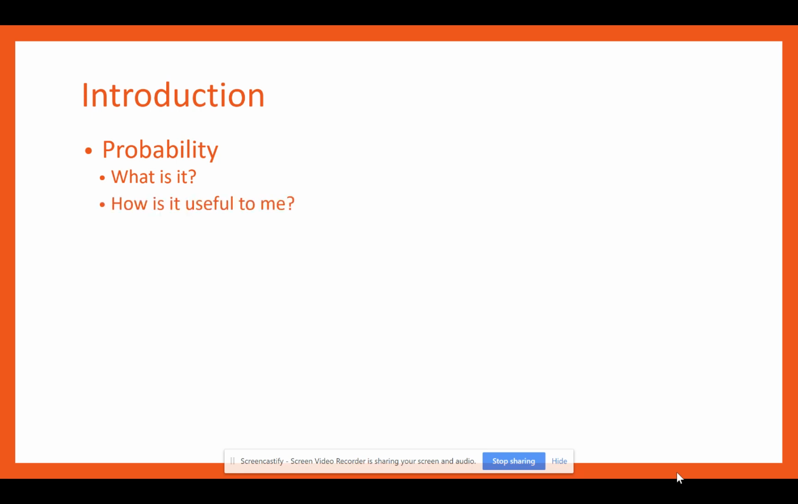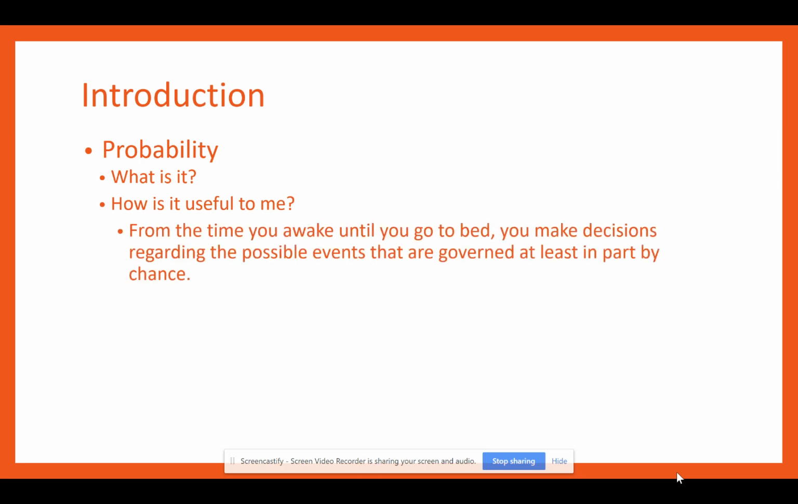But let's think for a minute, how is probability useful to me? Or how does it affect you? From the time you get up in the morning until the time you go to bed, you make decisions all day long that are governed at least partly by chance. For example, you have to make a decision about should you carry an umbrella today. If the weatherman says there's an 80% chance of rain, I'm probably going to carry my umbrella. But if the weatherman says there's only a 20% chance of rain today, I'm probably leaving the umbrella in the car.